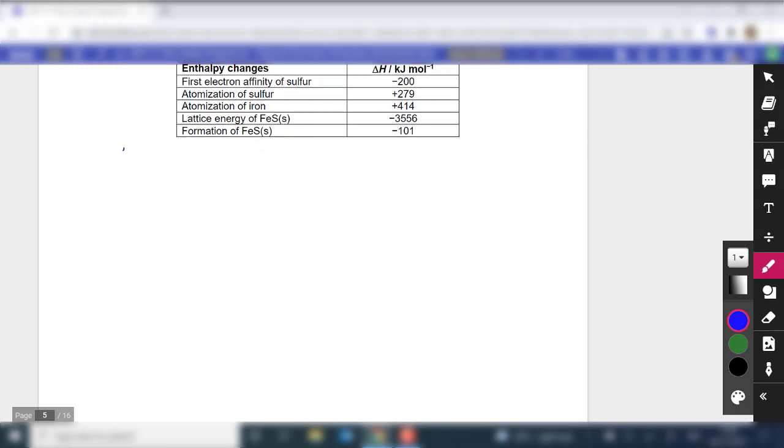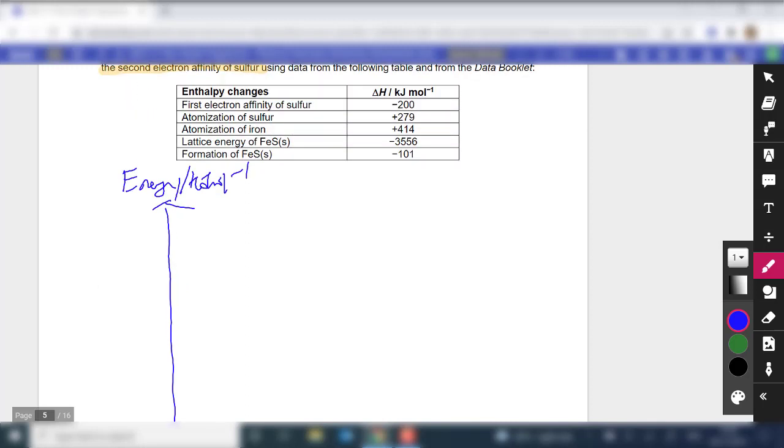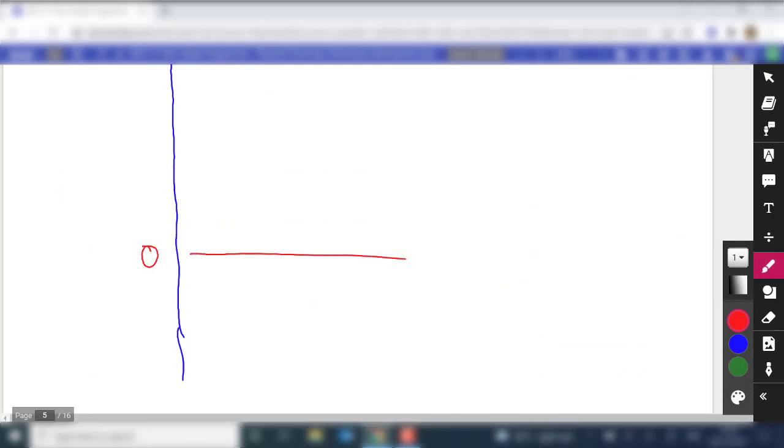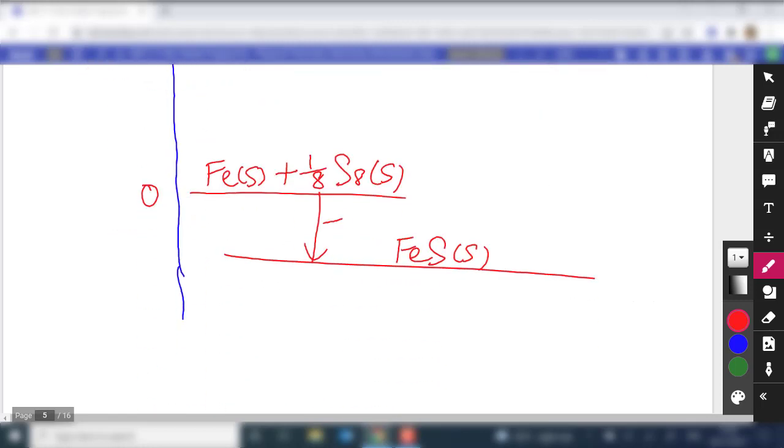Okay, so first we have the energy axis in terms of kilojoules per mole, and then we just write it out vertically. Okay, and then again, it's the same thing. I think earlier on, remember the 0 point, so we'll do the same thing. Remember to introduce the 0. Okay, the 0 point, and then in this case, we have iron solid plus a quarter S8. Oh, sorry, actually it's not a quarter, it's just 1/8 S8 solid. And in this case, you'll end up with iron sulfide solid. Okay, so this is the enthalpy change of formation, which if you look up here is -101.